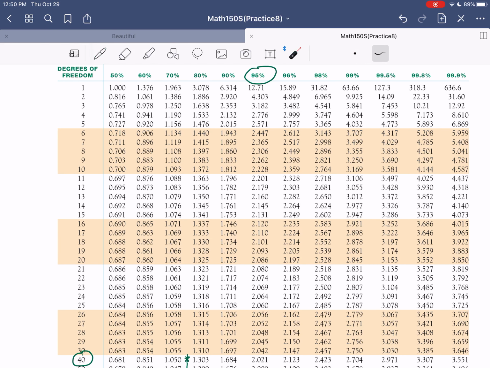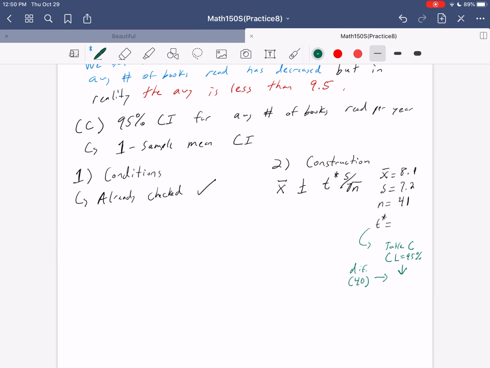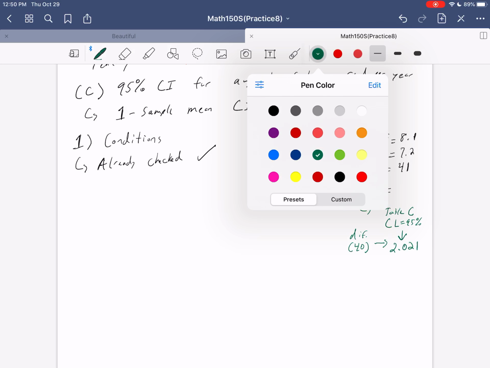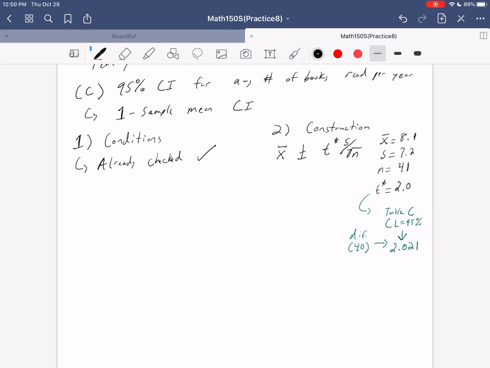Okay, so 95%, 40 degrees of freedom, intersect those two together. Looks like we should end up right there at 2.021. So our t star, 2.021. So let's go ahead and grab that. So our t star is 2.021.